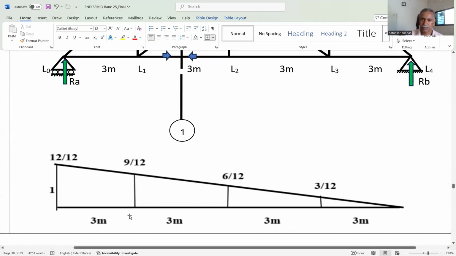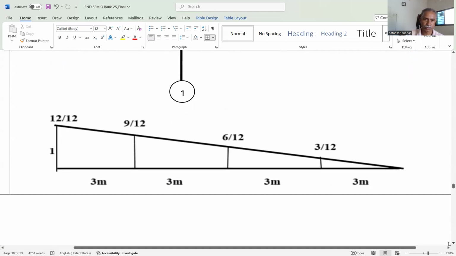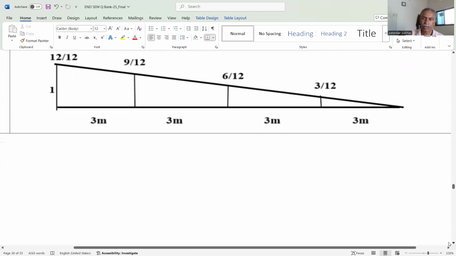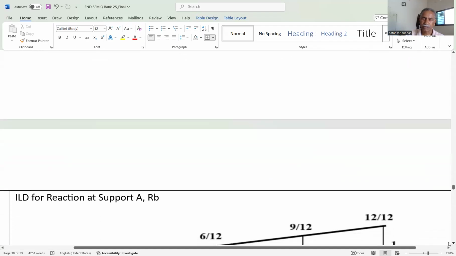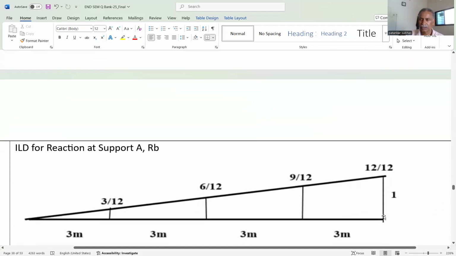The distances are 3 meter, 3 meter, 3 meter, total 12 meter. That's why this distance is 3, so 3 by 12. This is 6 meter, 6 by 12. This is 9 meter, so 9 by 12. And this is 12 meter, so 12 by 12, it is 1. This is the ILD for RA. That means in truss, it is similar to a beam. There is no issue.